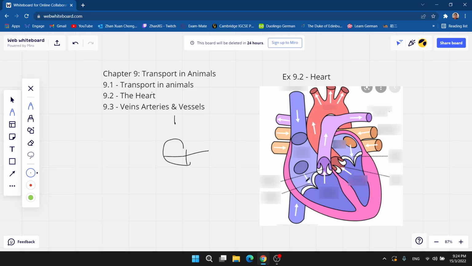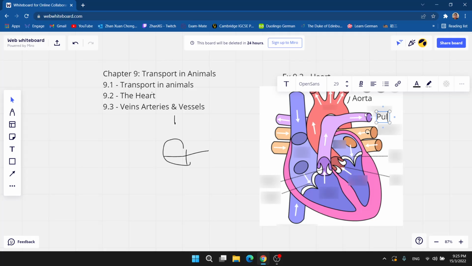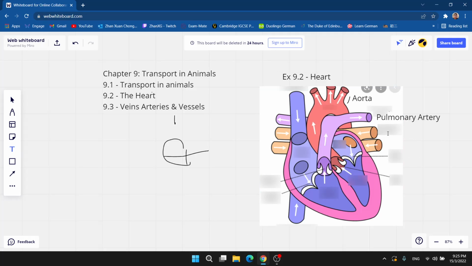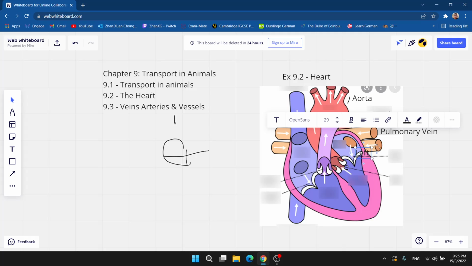The arrows show how blood flows. Firstly, we're going to start from the left side of the heart to the right side. This red one is called the aorta. This purple one is called the pulmonary artery. And below here is the pulmonary vein. And then the left atrium will be here on the light blue side.